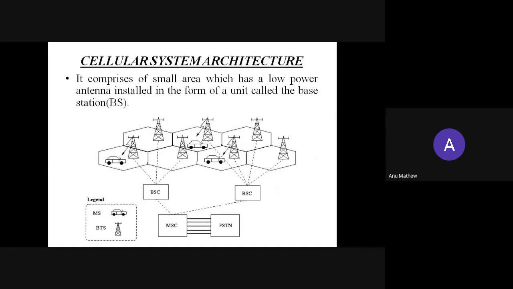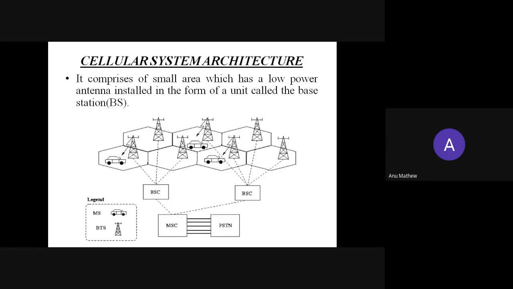So this is the cellular system architecture. It comprises small areas, each with a low power antenna installed in the form of a unit called a base station. We already saw the GSM system architecture. In that, the base station or base transceiver station BTS is located with an antenna. So, a cell is located with a base station or base transceiver station or an antenna or a tower. So that is the structure of a cell. It is a small geographical area consisting of a low power antenna.